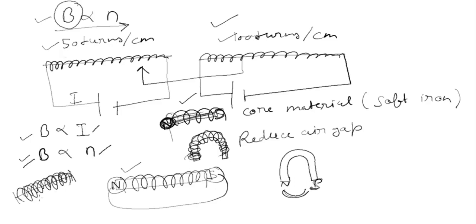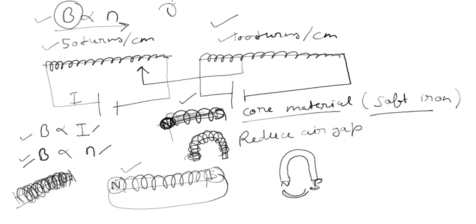If we want to increase the magnetism more, we will increase the number of turns in unit length. Next, if you want to increase the magnetism further, there is another rule. We should use a core material, a soft iron rod, in the gap of the coil.